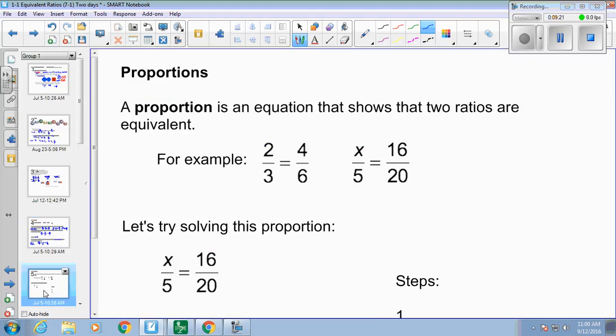Moving on to some more vocabulary words, we've got proportion, which definitely needs to go on our vocabulary sheet. A proportion is an equation. A lot of students tend to forget this. It is an equation that shows that 2 ratios are equivalent. I have here 2/3 is equivalent to 4/6. I multiplied the numerator and denominator by 2. And over here, x with unknown value, x/5 equals 16/20. And obviously, we're going to go through and figure out what x is equal to.